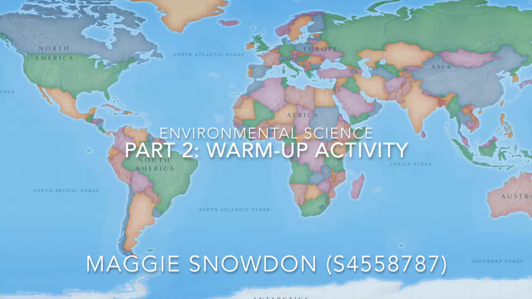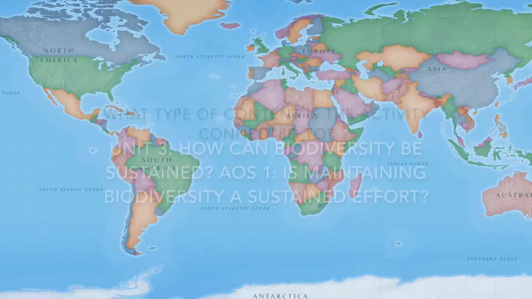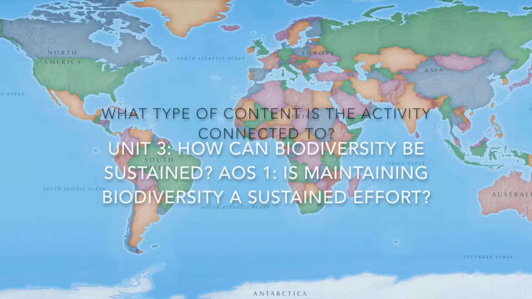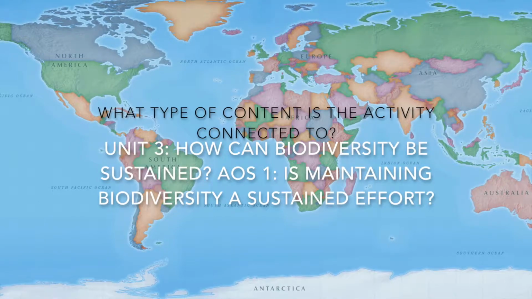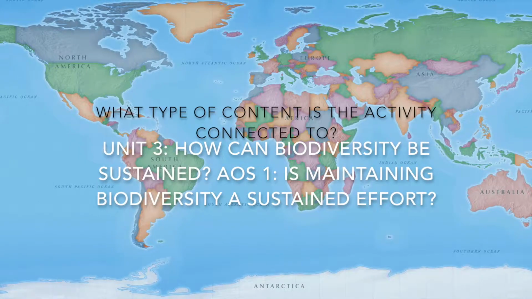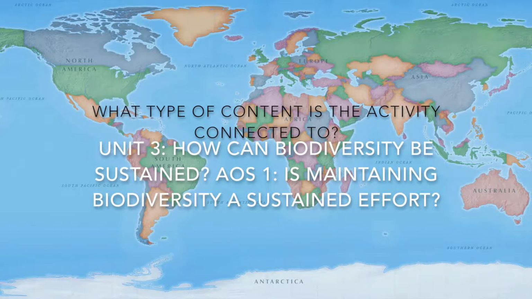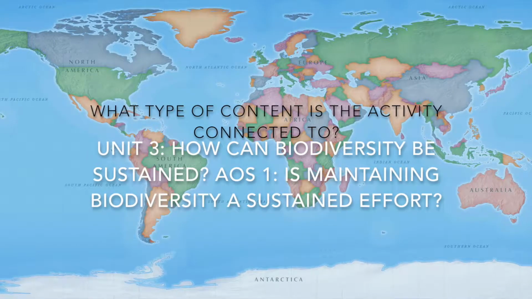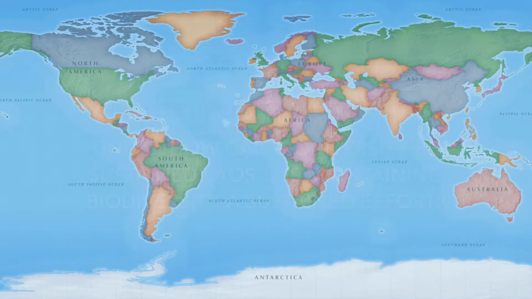The warm-up activity is focused on environmental science. Unit 3, How can biodiversity and development be sustained, is utilised, and the area of study 1 is maintaining biodiversity with a sustained effort. Prior knowledge students have explored the importance of biodiversity, understand terms about species richness, species abundance, and species diversity, and now on to investigating threats to biodiversity, human and non-human.